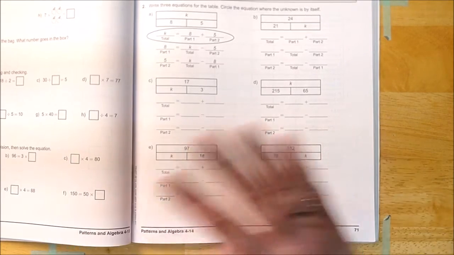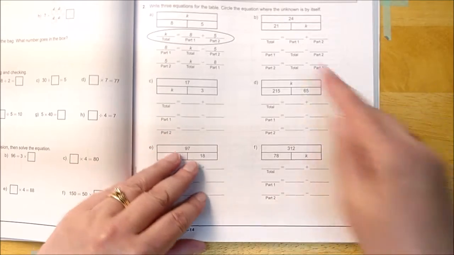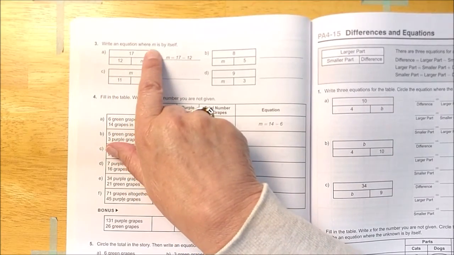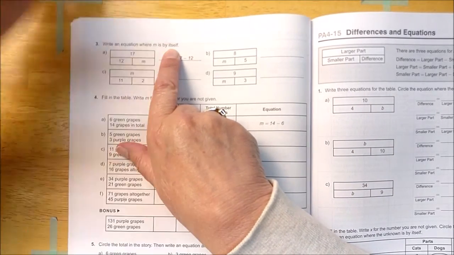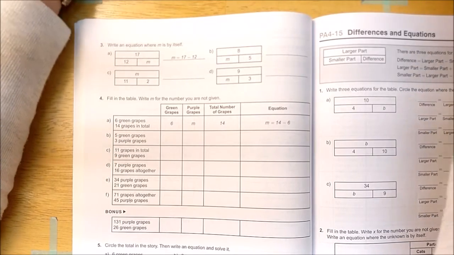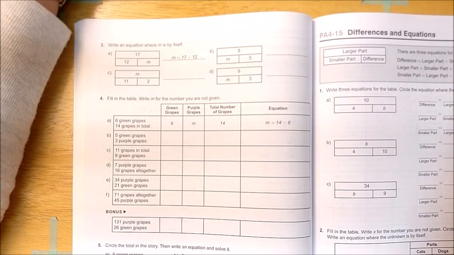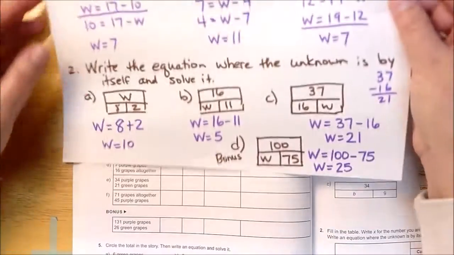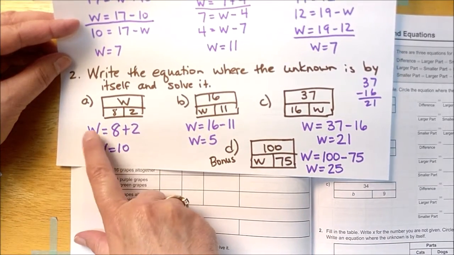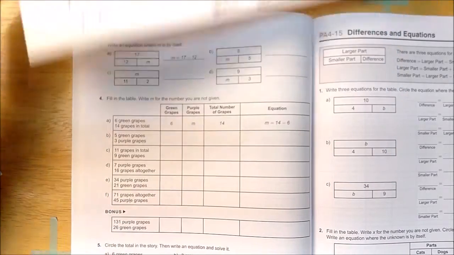Okay? You don't even have to solve it. All you have to do is find out which one is where the unknown is by itself. Now it says write an equation where the M is by itself. So now they don't have you doing all the work on the paper, just like we did in this activity. They just give you the chart. You need to make the one where the letter is all by itself and then figure it out.